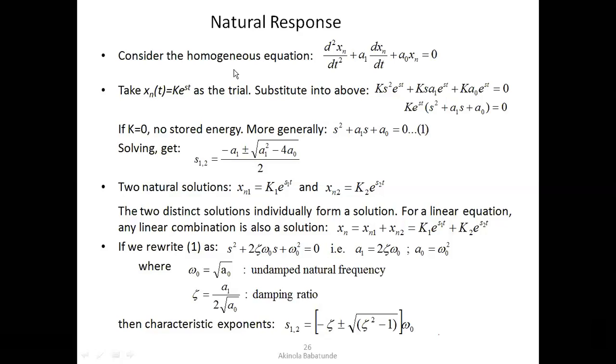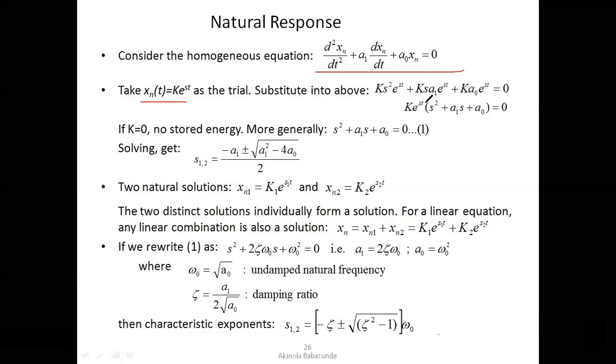Consider the homogeneous equation that we have here. This is the homogeneous equation. So you take your xn of t equal to k exponential st. You're familiar with this already as a trial solution. If you substitute these into this particular equation, you're going to obtain k exponential st (s squared plus a1 s plus a0) equal to 0.